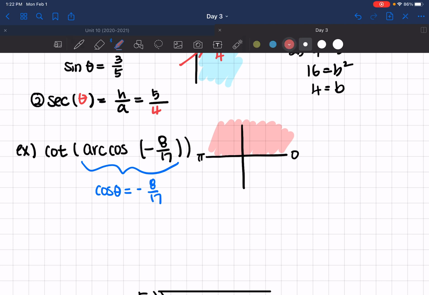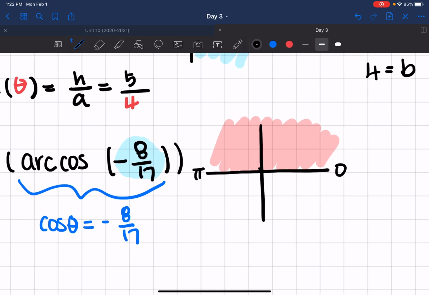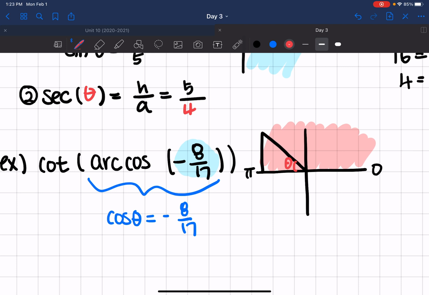But your ratio is negative here, meaning your angle has to be in the second quadrant in this case. And cosine is adjacent over hypotenuse. So the adjacent side is 8 and the hypotenuse is 17.